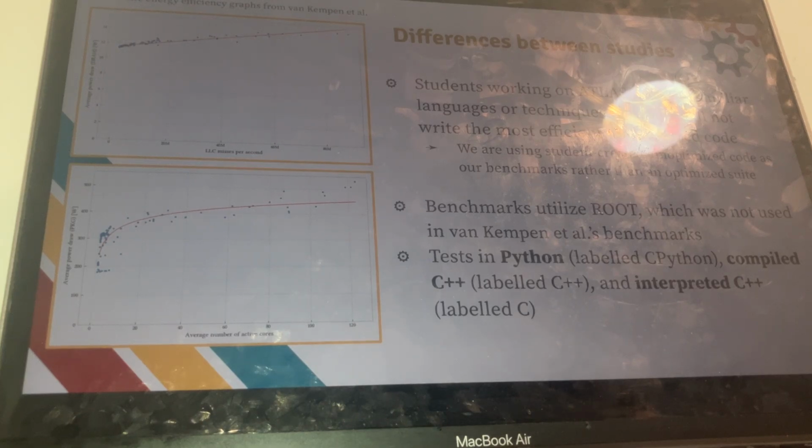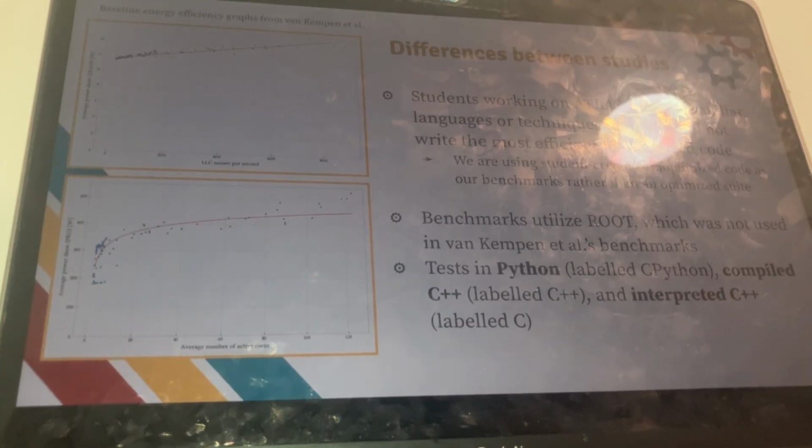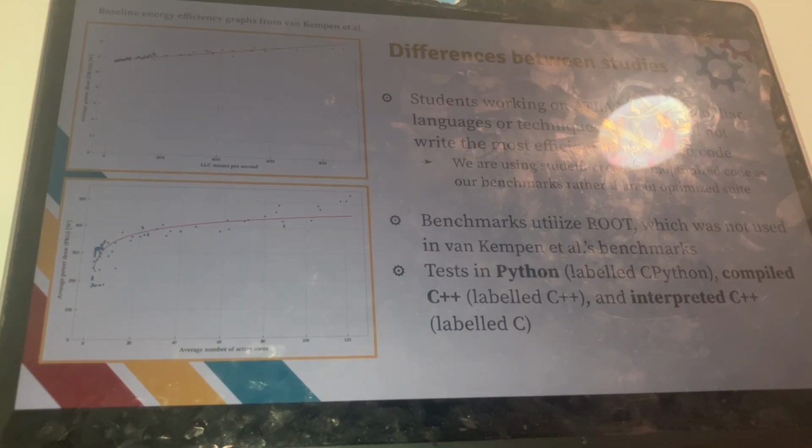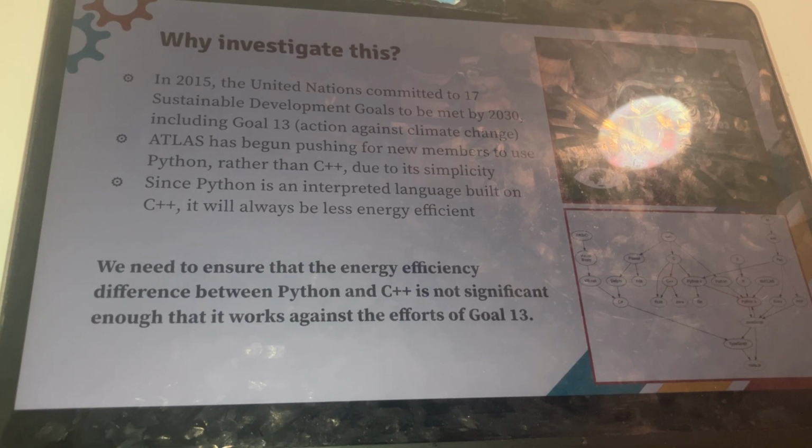We're using student-created, unoptimized code as our benchmarks rather than the optimized suite that they use. These benchmarks also use ROOT, which they did not in Van Kempen et al. And instead of using 14 different languages, we're using 3: Python, compiled C++, and interpreted C++. On the left here, there are some plots from Van Kempen et al. that we're trying to emulate, but you'll notice that our plots later look a little bit different from theirs, and we'll talk about that.